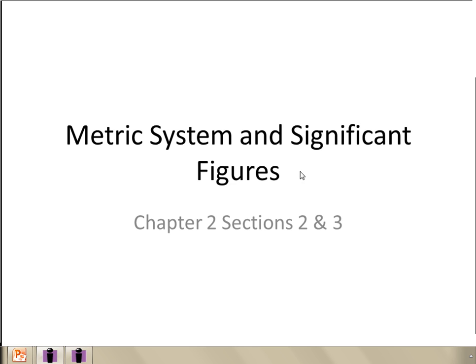And then we're going to talk a little bit about significant figures, or sig figs, so that you understand when we have to use sig figs in class. That's what we're talking about. Okay, this comes from Chapter 2, Sections 2 and 3 from the textbook, so if you need to reference those materials, that's where you can find it.